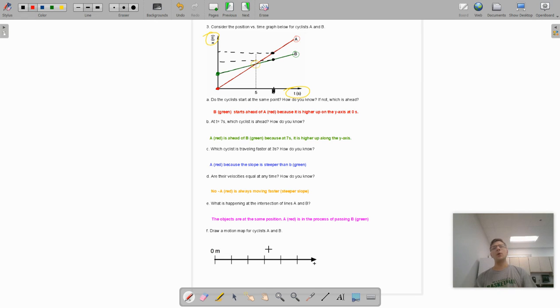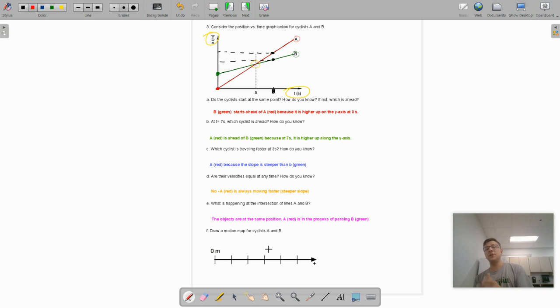So remember the motion map, we're going to plot the object's motion over a period of time. Each dot will represent a 1 second interval. So we'll start at 0 seconds with our first dot, and the second dot will be representative of 1 second being passed and the new position of the object.